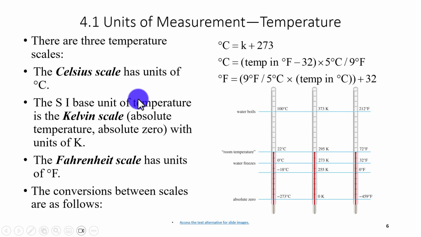Lastly, we are going to talk about temperature. There are 3 different temperature scales. We all are familiar with the Fahrenheit because this is what we're using in the United States. Most of the rest of the world uses a Celsius scale, which is based on powers of 10, so it's a little bit easier. Then the scientific world uses the Kelvin scale, and this is the SI base unit, the K.